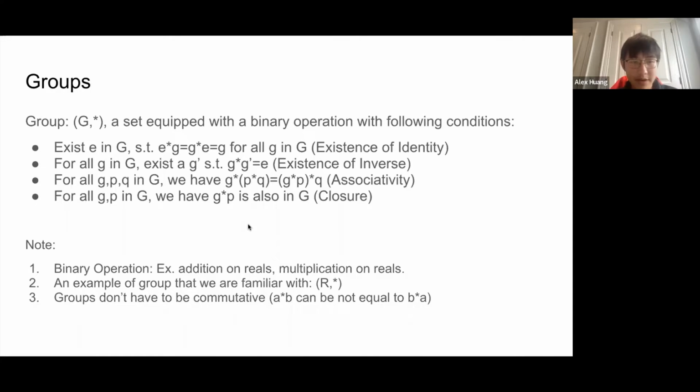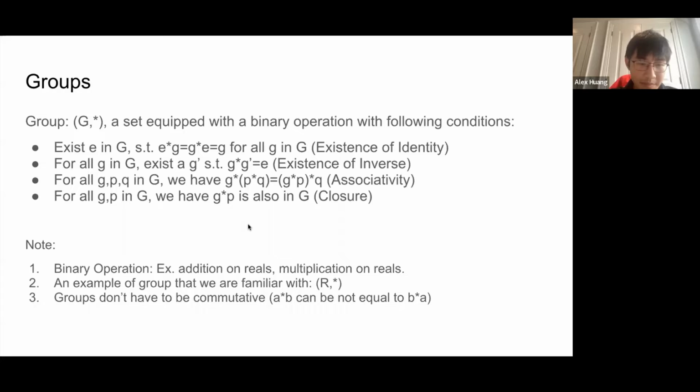And the final axiom, or final condition, is that the set is closed, which means that for any g, p in this group, g star p is also in G. So no matter which two elements you choose, if you put them into the binary operation, the result is also in G. So the set is closed.